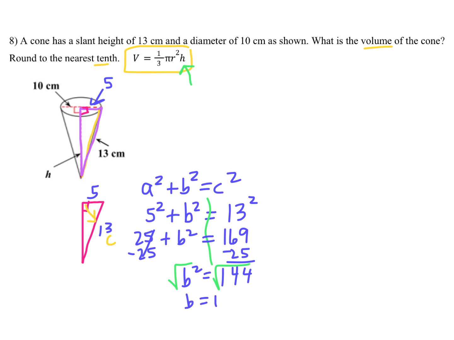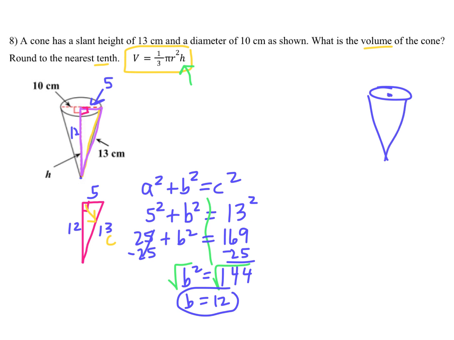So B is 12. So right here, this is 12. Okay, and that makes sense. So now going back to my picture, the height of the cone from the center of the base to the tip of the cone is 12. So let me kind of redraw this cone over here.